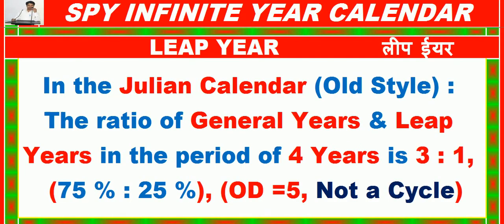In the Julian calendar old style, the ratio of general years and leap years in the period of 4 years is 3:1, 75%:25%. OD equals 5, not a cycle.